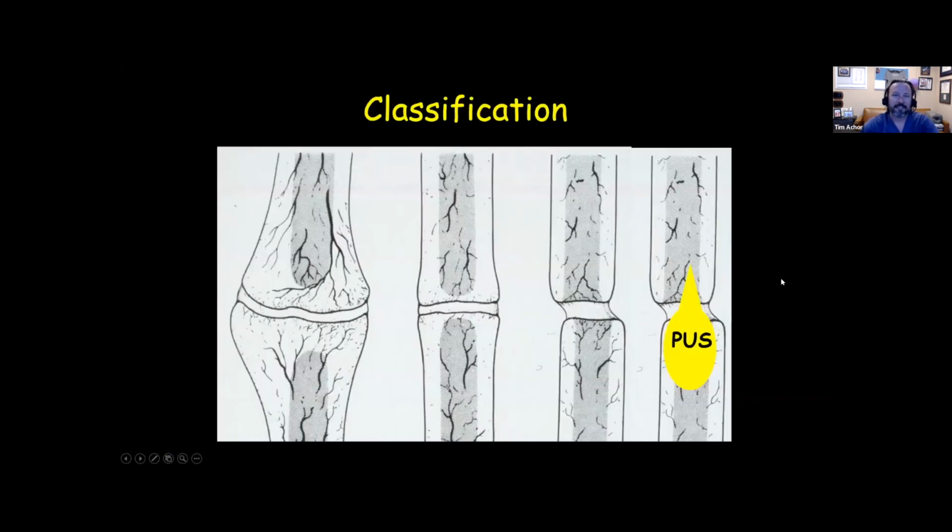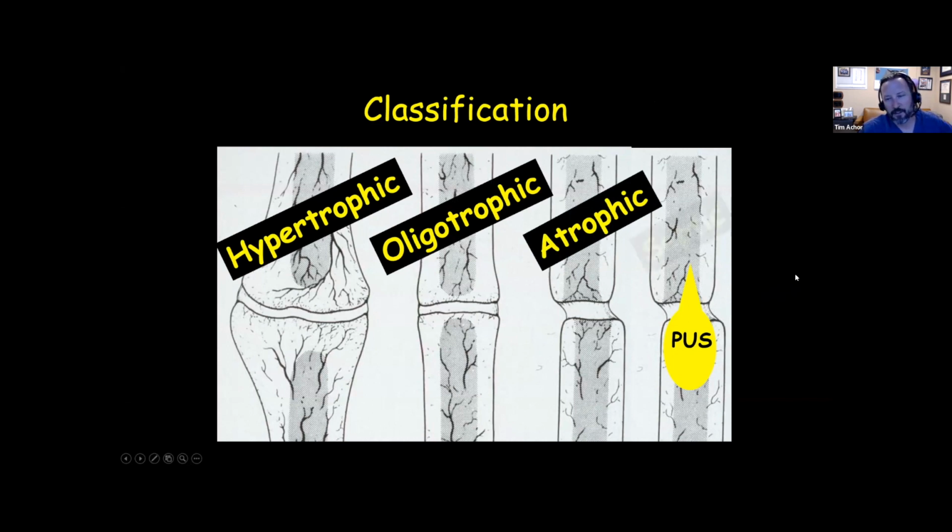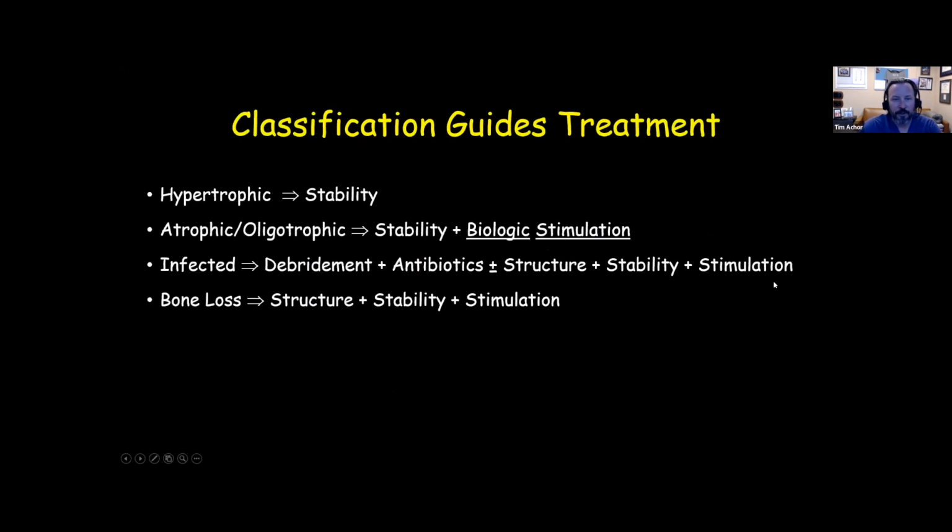Ultimately, it's nice to try to classify these fractures. And again, the fellows have seen these for years, different types of non-unions. And you might say, well, yeah, I get all that, but who really cares? Why does it matter what type of non-union it is? Well, the reality is it's because the classification guides treatment. And for years, this is really the way that most orthopedic trauma surgeons have been thinking about non-unions.